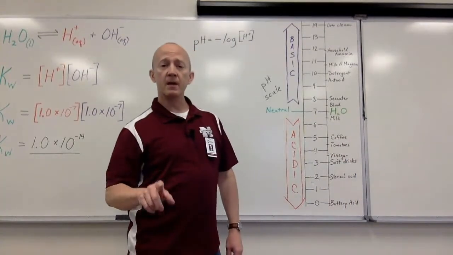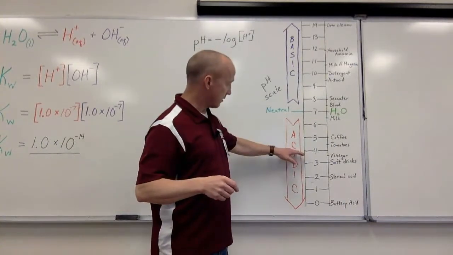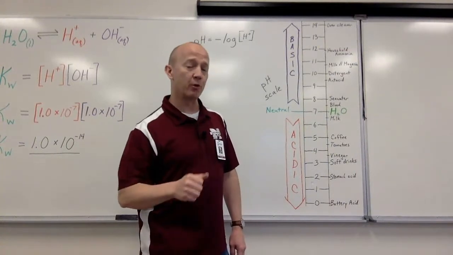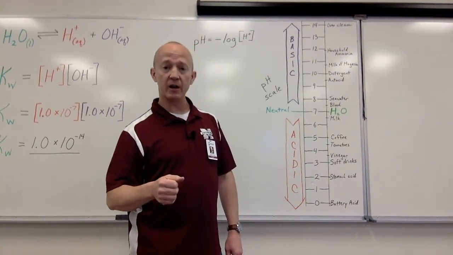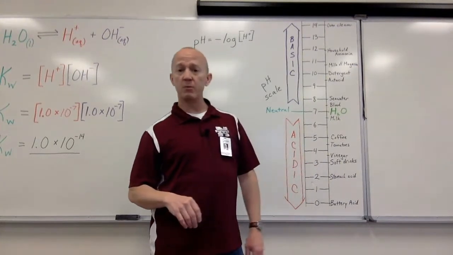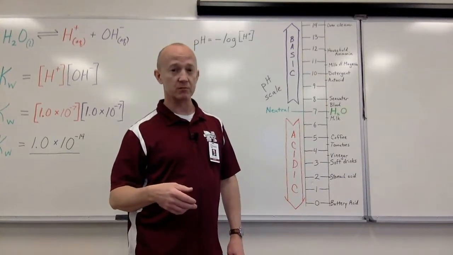Something important to note, since it's a logarithmic scale, that means that for every number, going from 4 to 5 for instance, we are going up by a 10-fold increase in hydrogen ion concentration. So going from 4 to 2 would mean we were increasing by 100 times our hydrogen ion concentration.